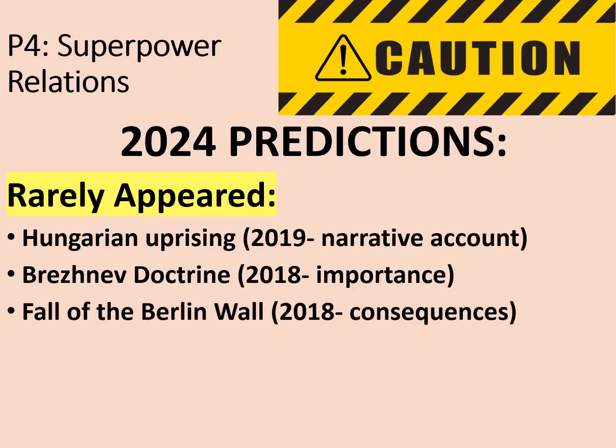Also, the fall of the Berlin Wall, despite being such a famous event, and looking at the collapse of the Soviet Union. That's not appeared since the 2018 exam either, although it would have been relevant to certain other questions. So that's the end of the Superpower Relations predictions. Will one of these rarely appeared or perhaps never appeared topics come up, or is the exam board going to fall back on one of the really common topics which lend themselves so well to those questions? Use this, remember, to help you focus your revision.